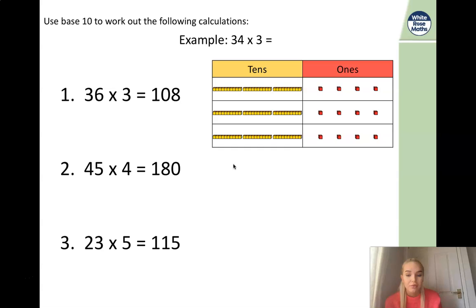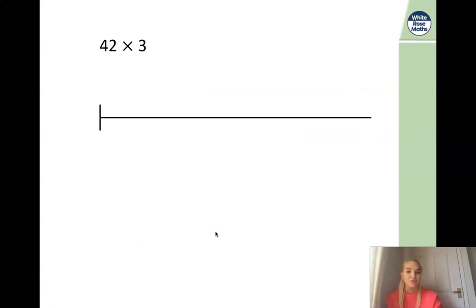Finally then, number 3, 23 multiplied by 5. How many rows will we need this time, Year 4? 5. Excellent. So we need to add another 2 underneath the ones we've got at the moment. And we need to have 23 in each, representing with base 10, which is 115. Well done if you got those correct. Let's move on to our final way of working out a multiplication using written methods. So here we've got the sum 42 multiplied by 3.